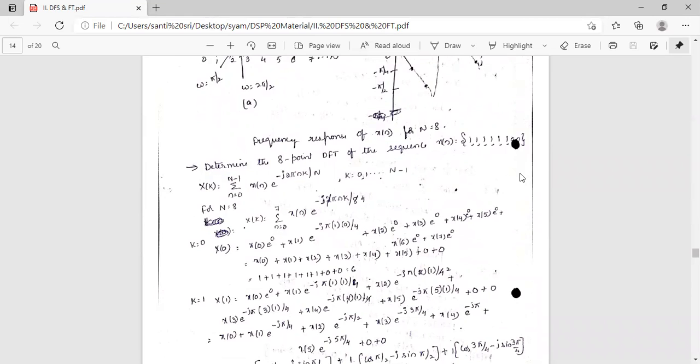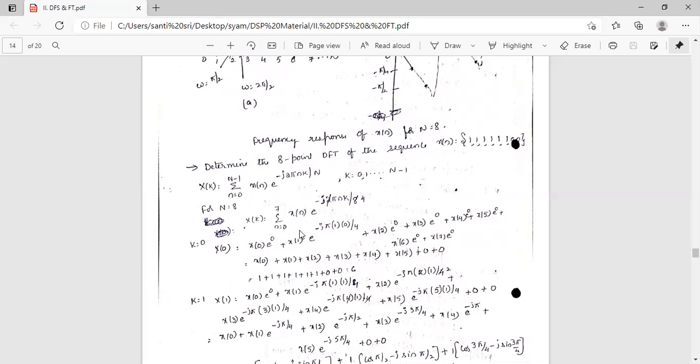So we have to find the Fourier transform of the given sequence x of n. What is the formula for finding the DFT? X of k equal to sigma n equal to 0 to N minus 1 x of n into e power minus j 2 pi n k by N, where k is 0, 1, 2, 3 up to N minus 1. How much is N? N is 8, so N minus 1 is 7.